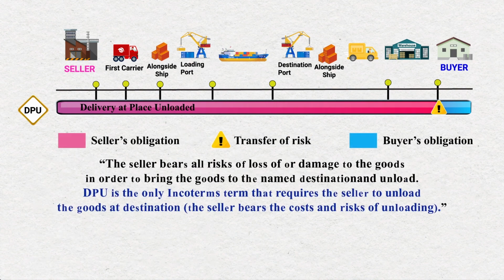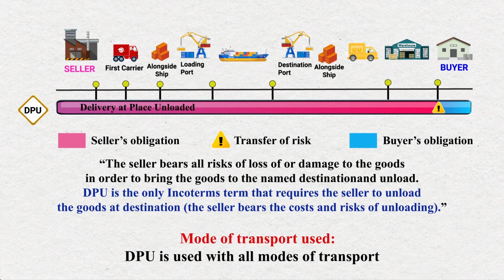The seller bears all risks of loss of or damage to the goods in order to bring the goods to the named destination and unload. DPU is the only Incoterms term that requires the seller to unload the goods at destination. The seller bears the costs and risks of unloading. DPU is used with all modes of transport.